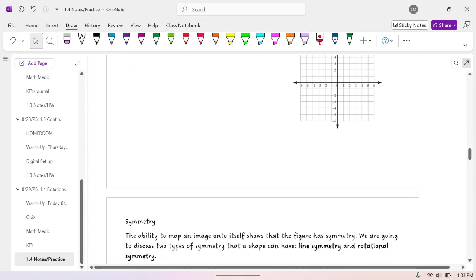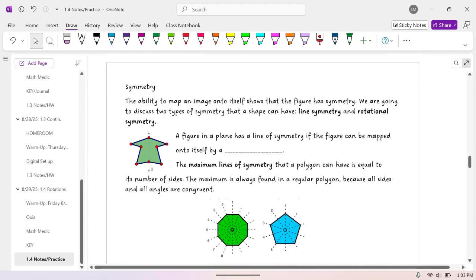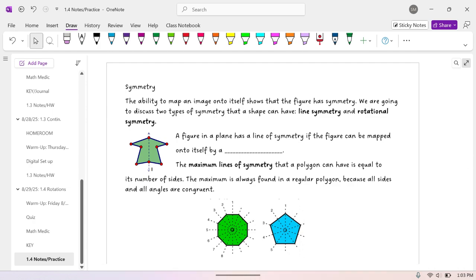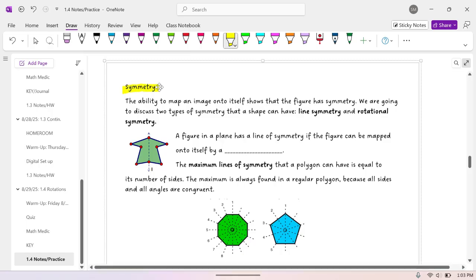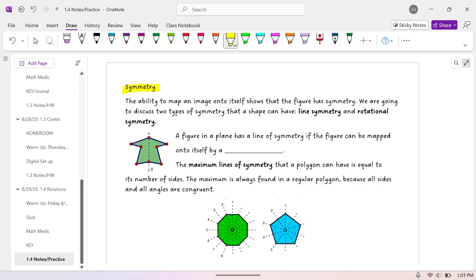Now that we've talked about the rotations, let's get into something that goes along with rotations as well as with reflection, which is symmetry. So as you know, symmetry means that if you fold it in half, it makes two congruent pieces. So with rigid transformations, there is some ways that you can have nice symmetry. It's the ability to map an image onto itself that shows that a figure has symmetry. So we are going to discuss the two types of symmetry that a shape can have, which is a line of symmetry and rotational symmetry.